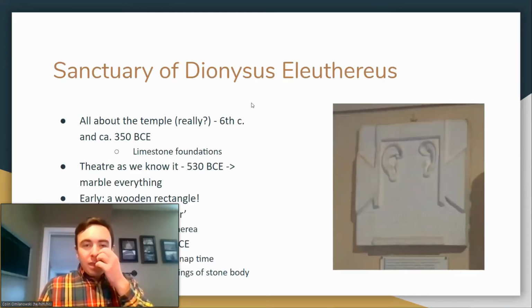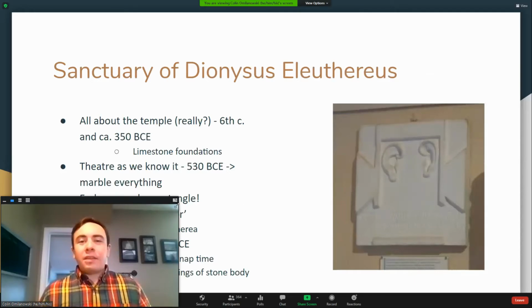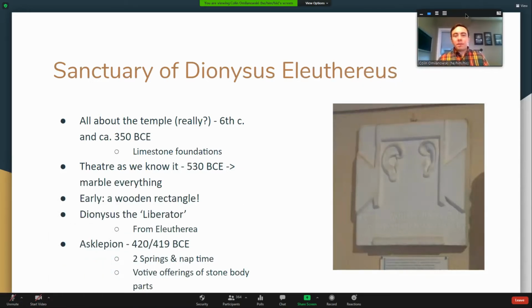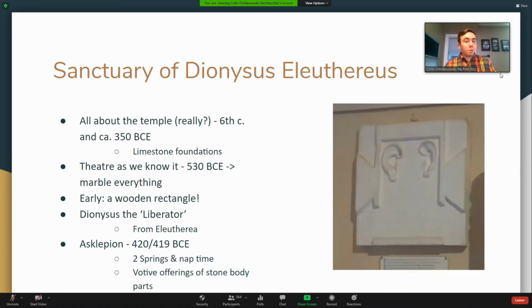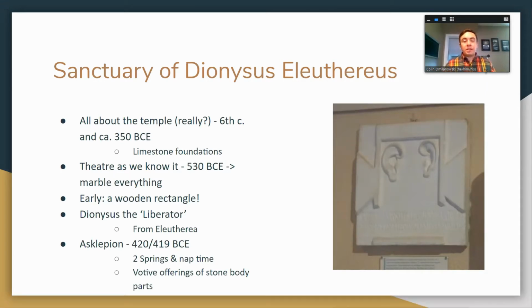So the presence of the Asclepion, okay, we know that there's the ancient god Asclepius, the god of medicine. So what is he doing there? Well, let's recap a little bit about the Theater of Dionysus, Sanctuary of Dionysus, and then we'll get into that. As we said, it is all about the temple. The temple is the most important part of the sanctuary. What we see today was originally constructed in the 6th century, and then the smaller one was given a rebuilding effort about 350.